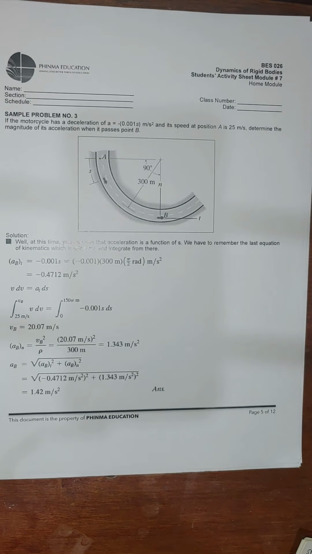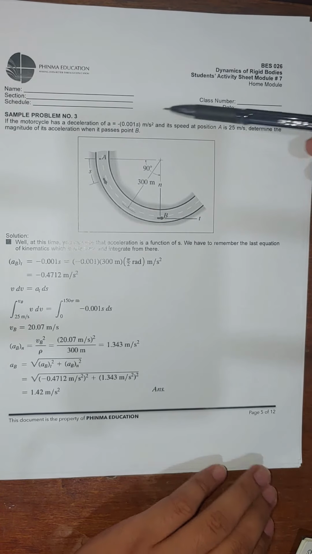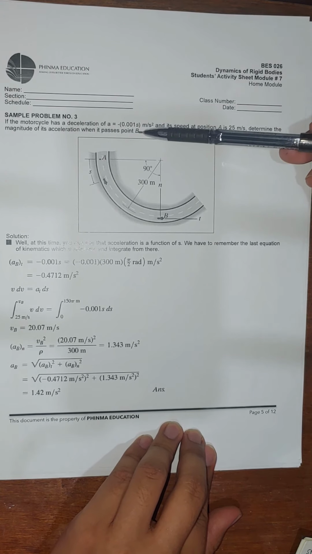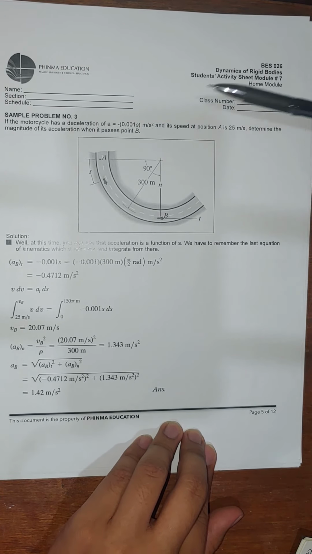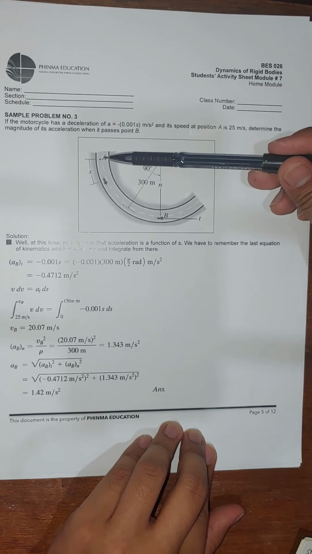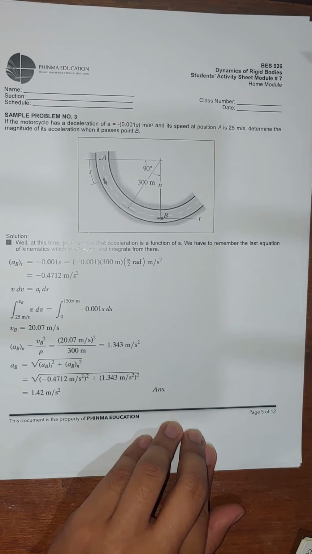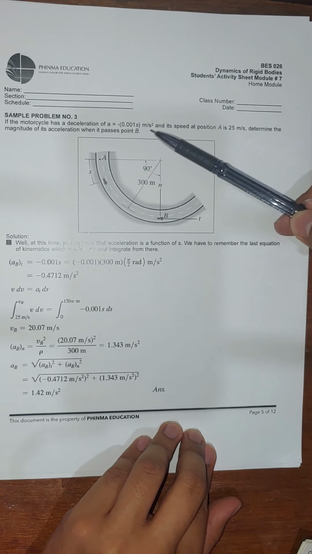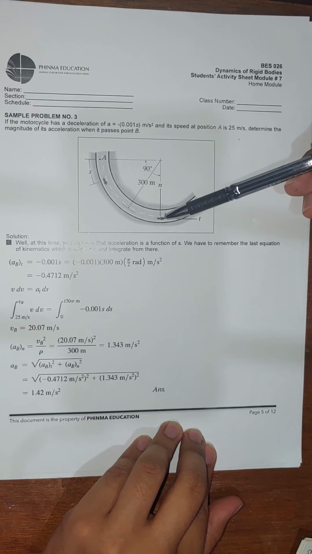Okay, down to our sample problem number 3. The motorcycle has a deceleration of negative 0.001 s meters per second squared and its speed at position A, V sub A, is equal to 25 meters per second. Determine the magnitude of its acceleration when it passes point B. So what is the magnitude of acceleration at this point?